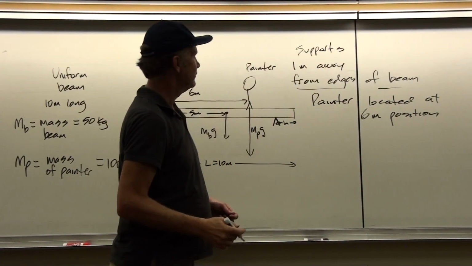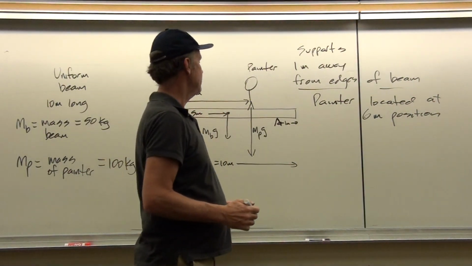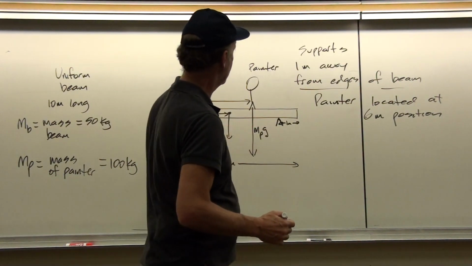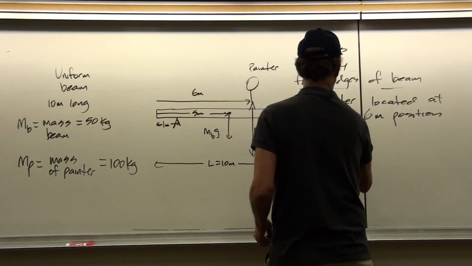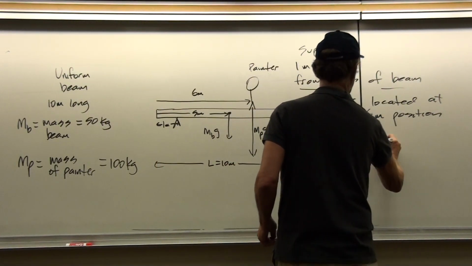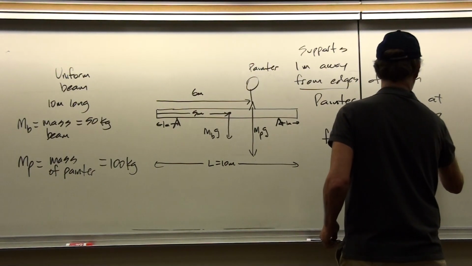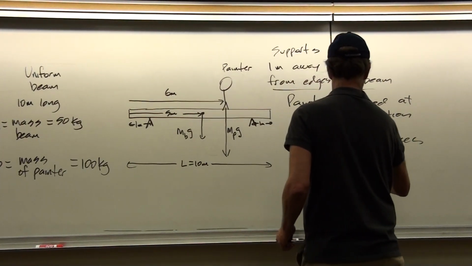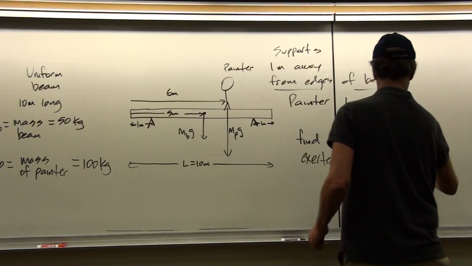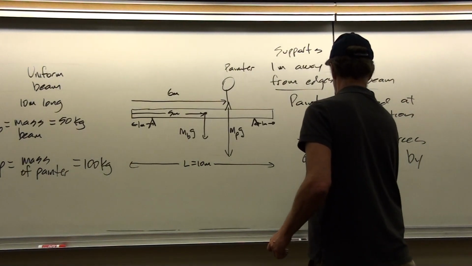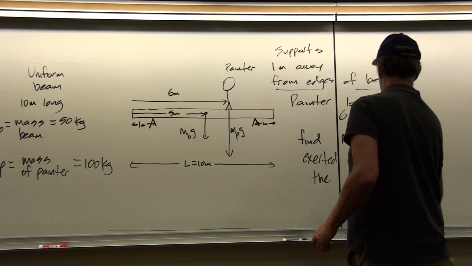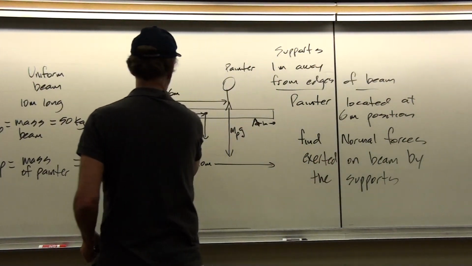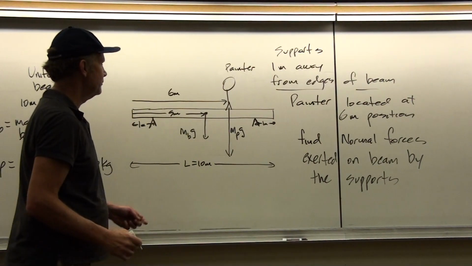And so from this information, let's find the normal forces exerted on the beam by the supports. Okay, so here are our 2 supports. They're located at the 1 meter and 9 meter position.